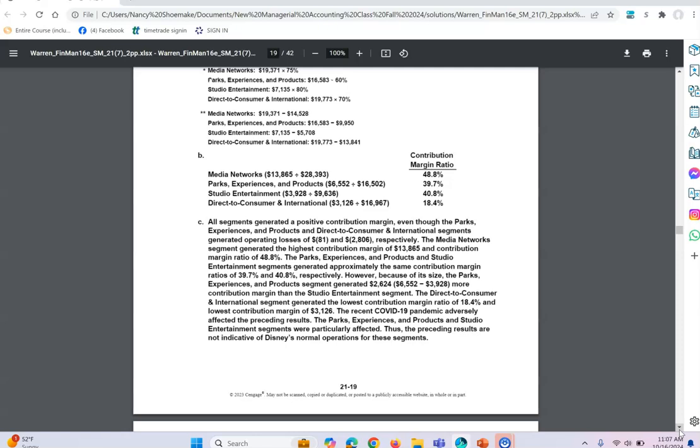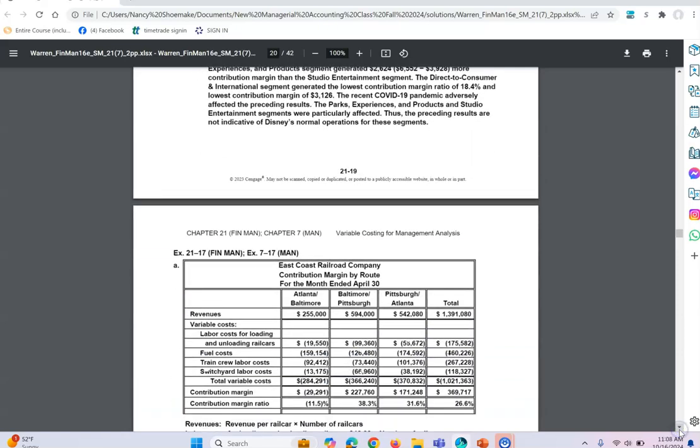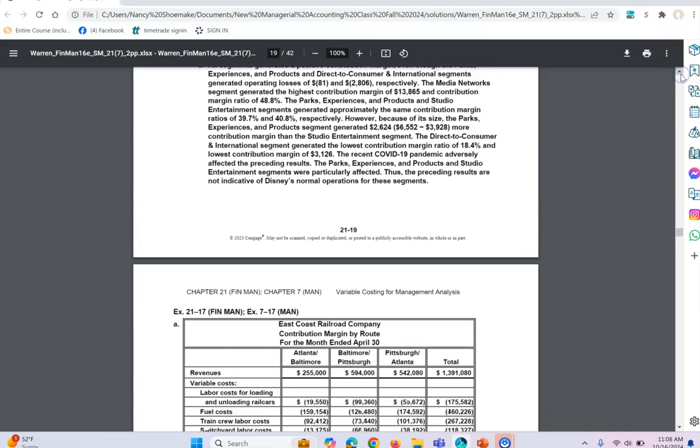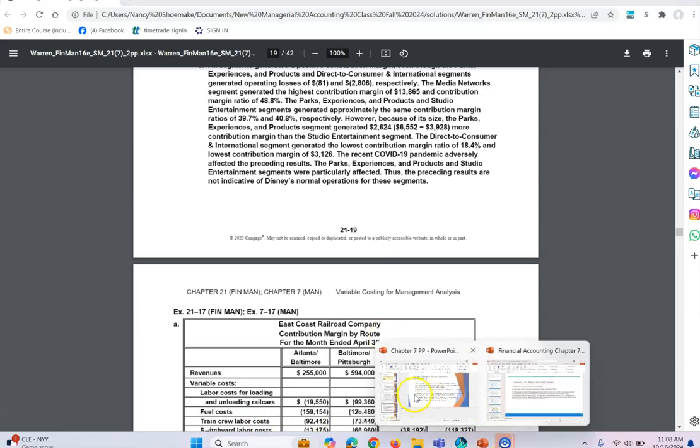So what can we look at? Ultimately, normal operations probably wouldn't be this way, but as a result of everything that's happened with COVID, that's probably why these numbers are being affected in the manner that they are. Okay, let's move back to the PowerPoint and finish up here.